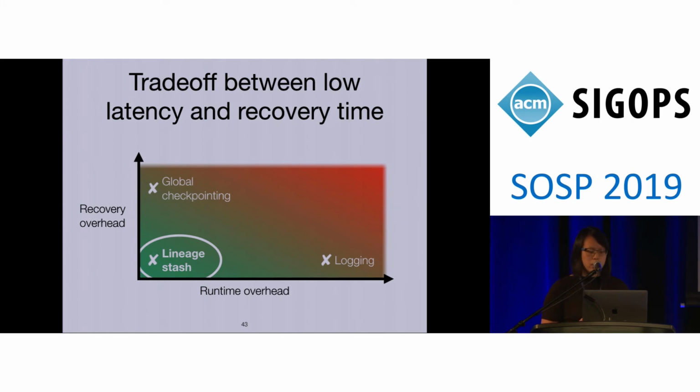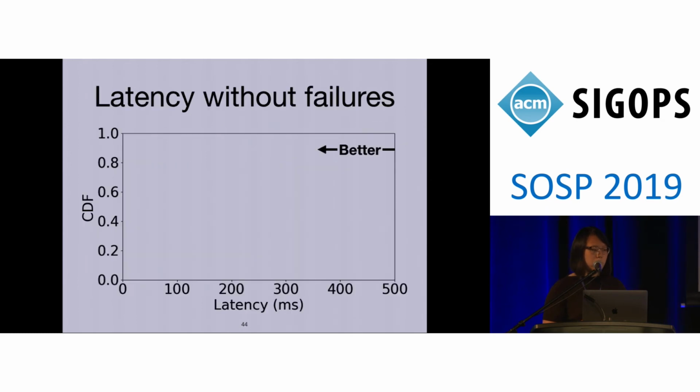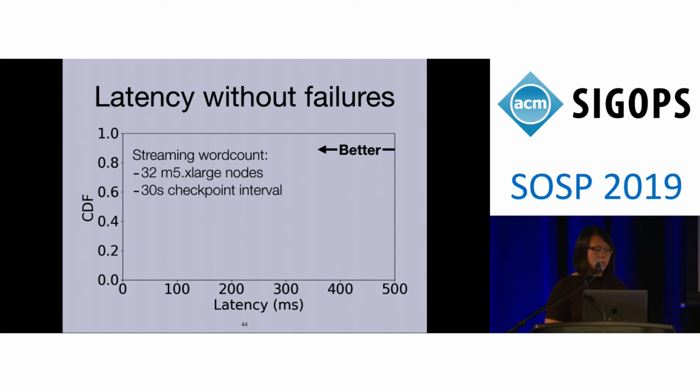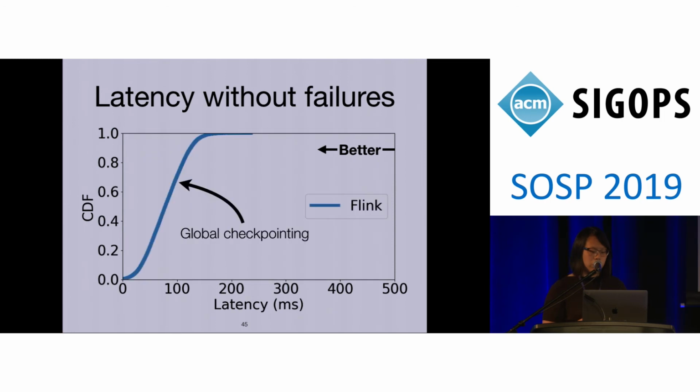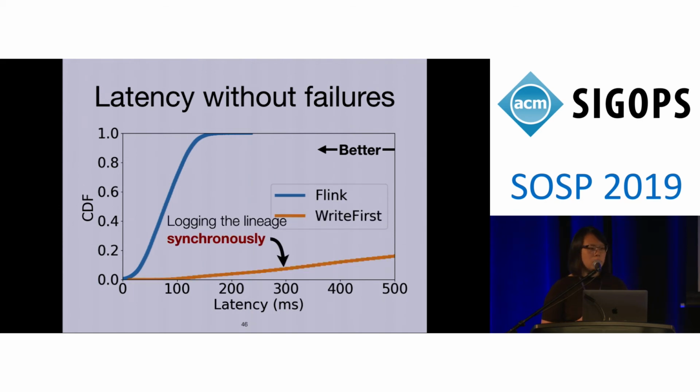So next we'll look at some results from a stream processing application. So looking first at the runtime overhead when there are no failures. So we'll use a simple streaming word count example on 32 nodes. And as a baseline, we'll use a global checkpointing alone approach on the system Flink. We'll compare this first to an approach that we call write first, which logs the lineage to a global store on the critical path of execution.